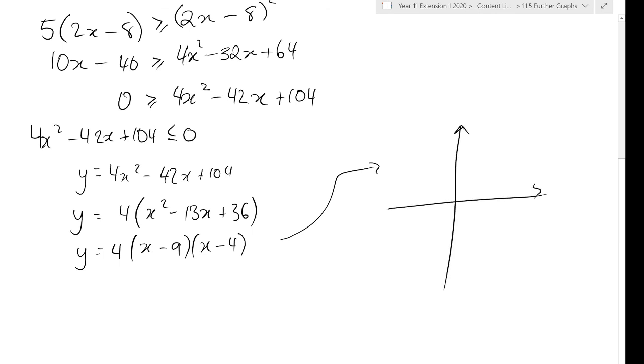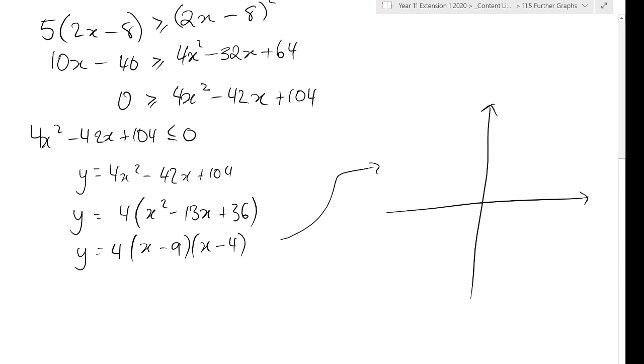So basically what this means is we've got this parabola now. Let me draw that a bit nicer because this one's going to be a bit bigger. We've got a parabola that looks something like this, where the x-intercepts are at 9 and at 4. Now, the 4 at the front means that this is going to be a much steeper parabola. But as I said, I don't care about how steep it is. All I care about is where these x-intercepts are and where it's negative between them and positive outside of them. And so from here, we can pretty much answer our question.